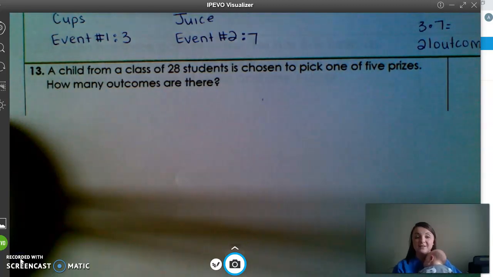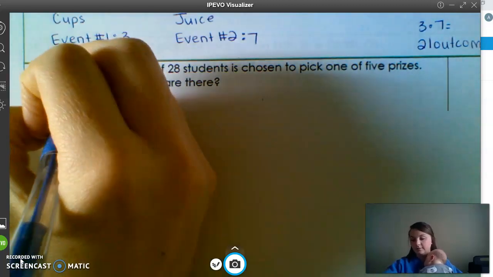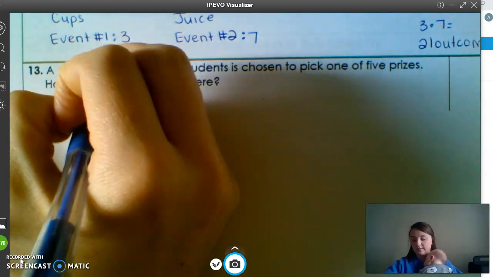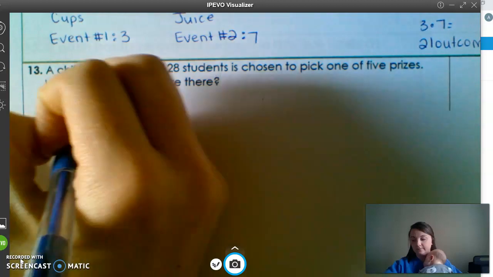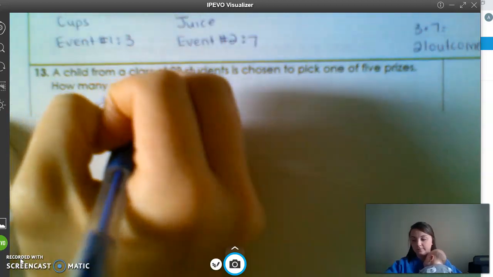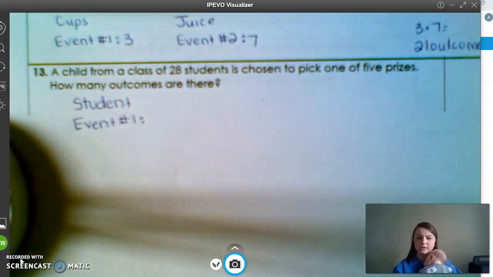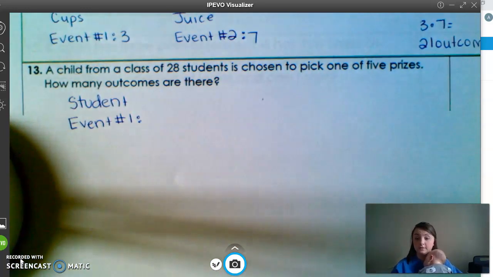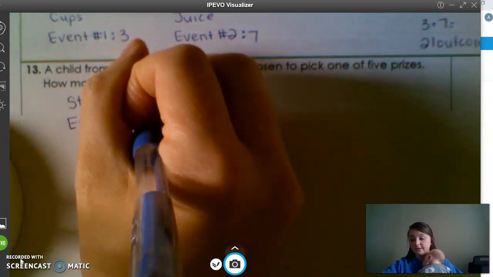Okay, so the first thing that has to happen for a kid to be able to pick a prize is we've got to pick a student. So the first thing we got to do is pick a student. That's going to be event number 1. Well, how many different students could you choose from? It tells us there's 28, so there's 28 different outcomes.